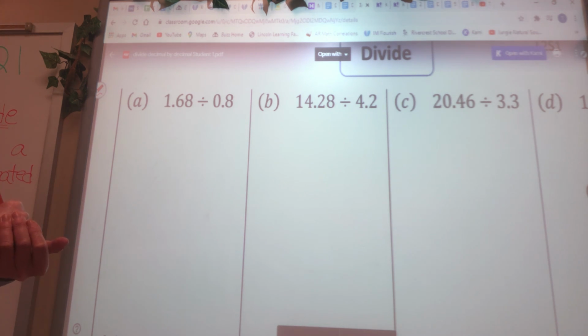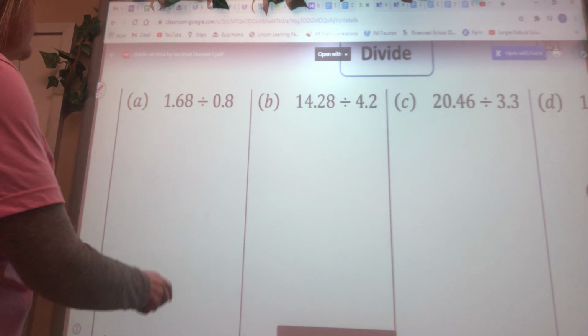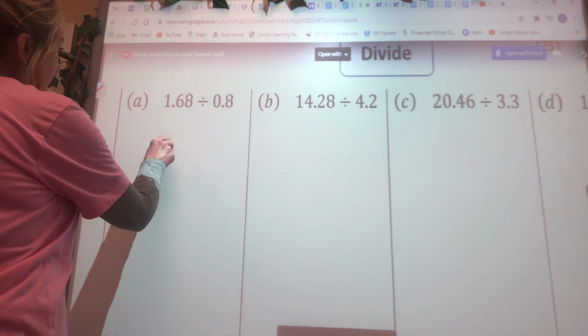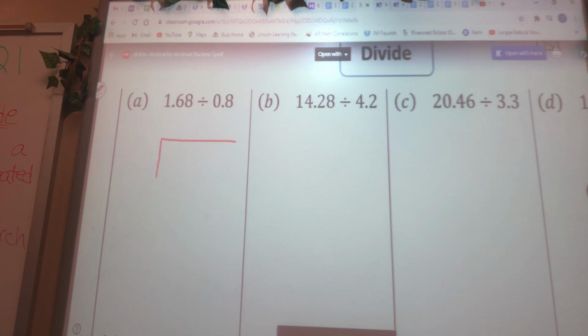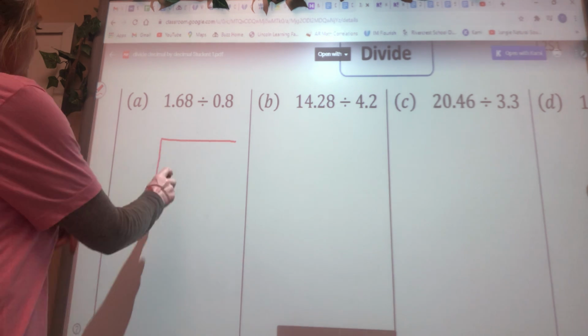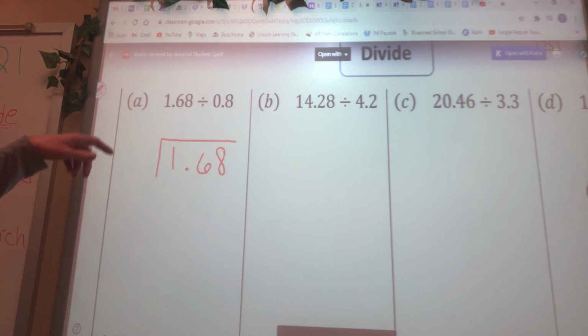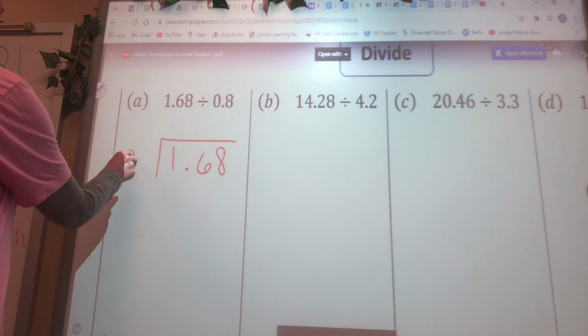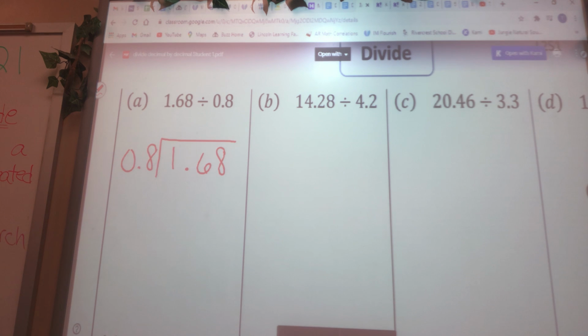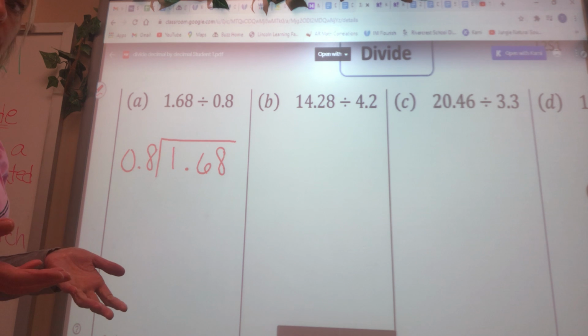So the first thing we need to do, just like all division, when it's set up horizontally, is take that and make it into our division boxes. So we have 1.68 divided by 0.8, or 8/10. When we're dividing decimals and we have a decimal on the outside, it's easier if we look at it like a whole number.